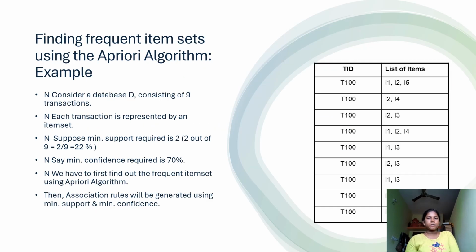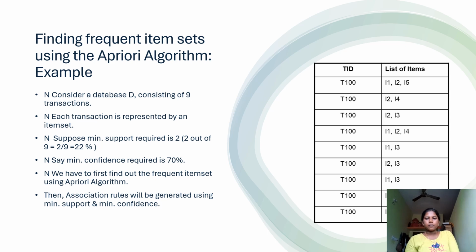Finding frequent item sets using the Apriori algorithm, example. This is one type of example. Here you can see the table with TID and list of items. The TIDs start from T100, and the lists of items are: first I1, I2, I5, then I2, I4, then I2, I3, then I1, I2, I4, then I1, I3.